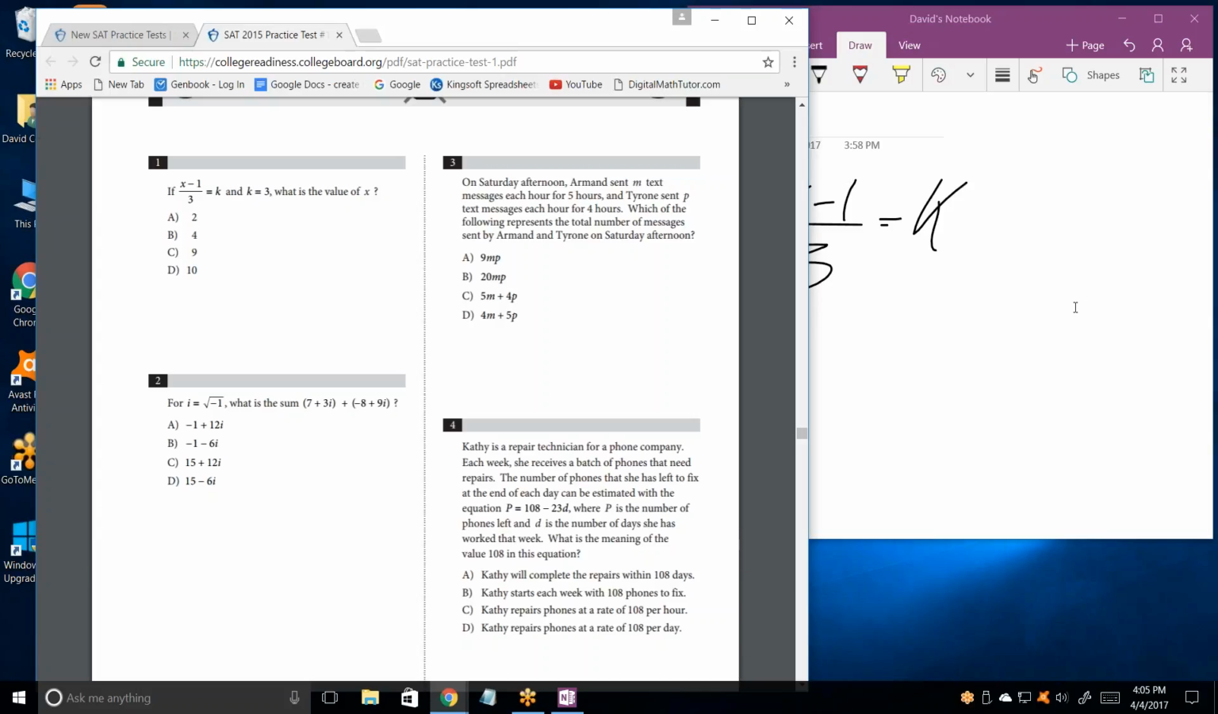Is M just anybody? M is a variable, it's the amount of messages. 5 hours. 4 hours. I guess it'd be C.